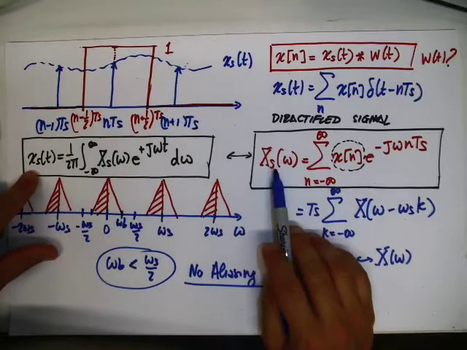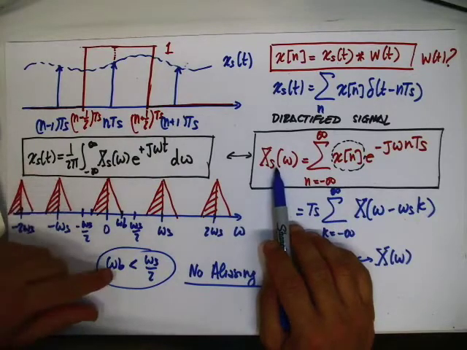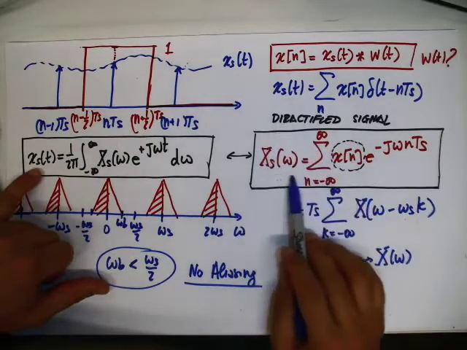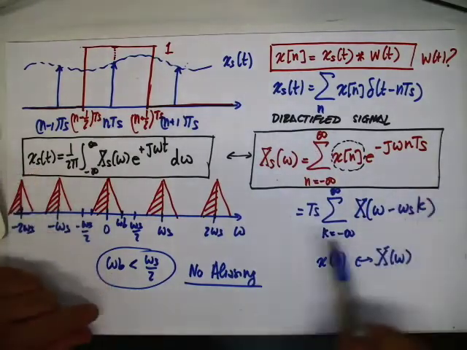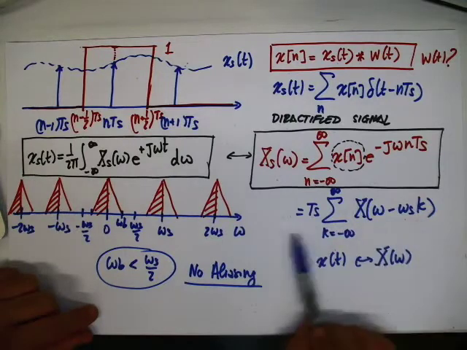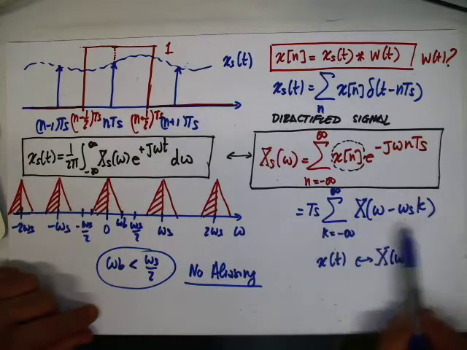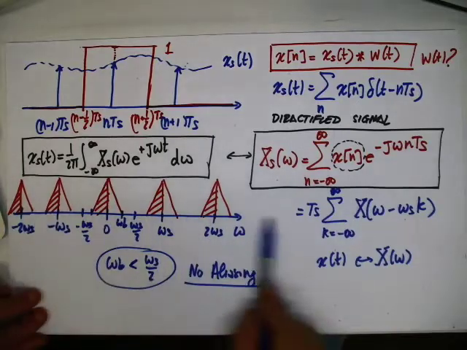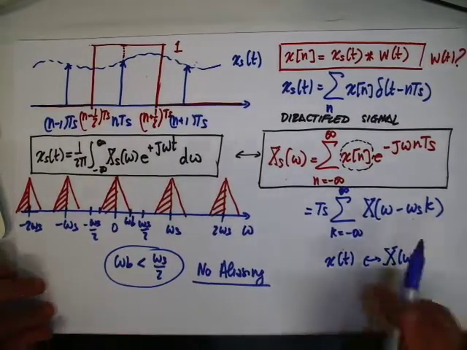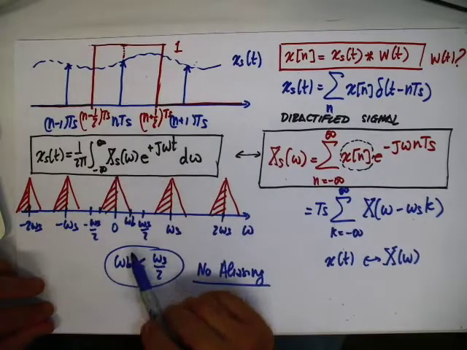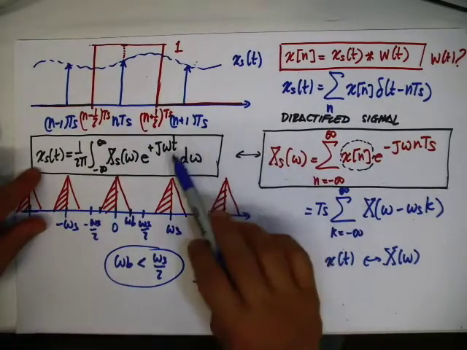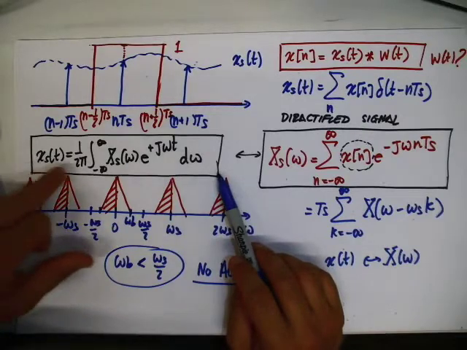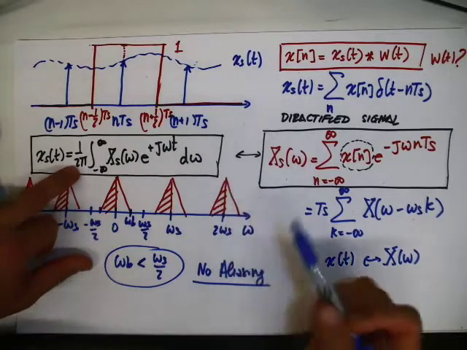So we have seen that the Fourier transform of the Dirac-ified signal x_s(t) is equal to this quantity, which can also be written as a sum of infinite copies of the original spectrum of the continuous signal. So I get this sequence of copies of the continuous signal x(t). And then I can use the inverse Fourier transform and recover the original Dirac-ified signal using this integral, okay?